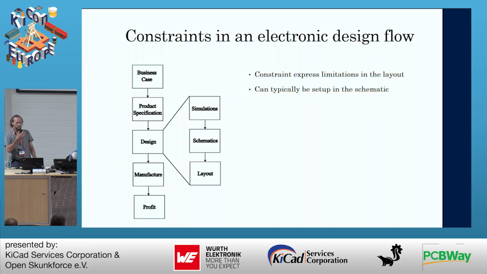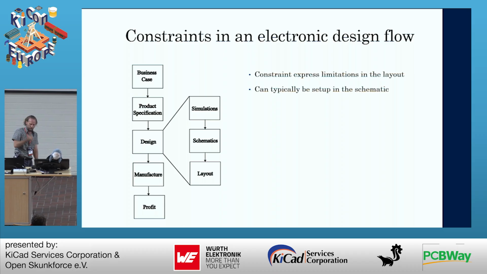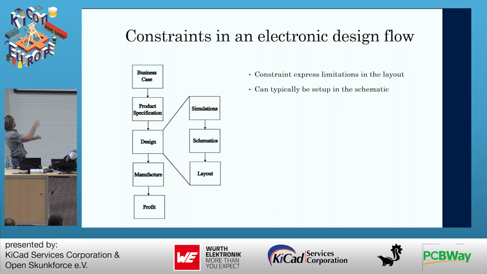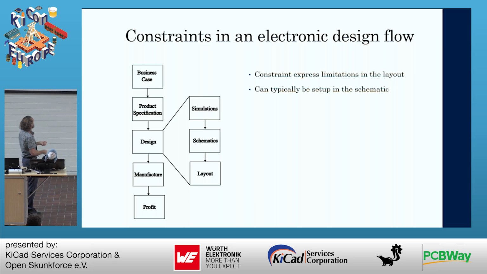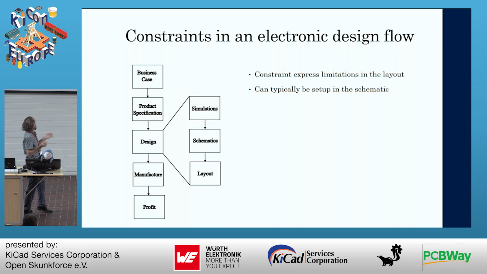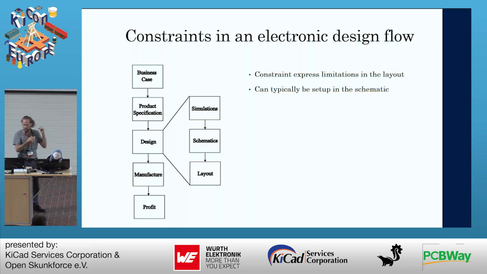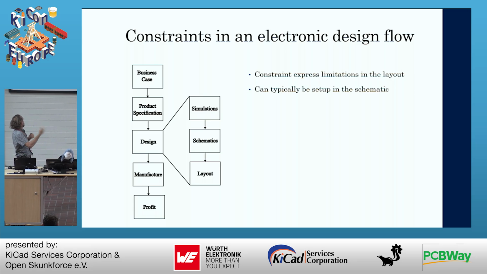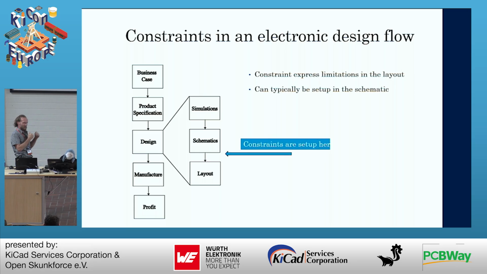Where do we normally put constraints into our system? So I'll take a very rudimentary design flow here. Usually it goes something like, you do a business case, you do a product specification, you do a design, you do some manufacturing, and then you make money. Everybody's happy, right? And in the design phase, you do something like simulations, maybe some calculations, stuff like that. You go on to do the schematics, then you do the layout. And your constraints fit somewhere in here.